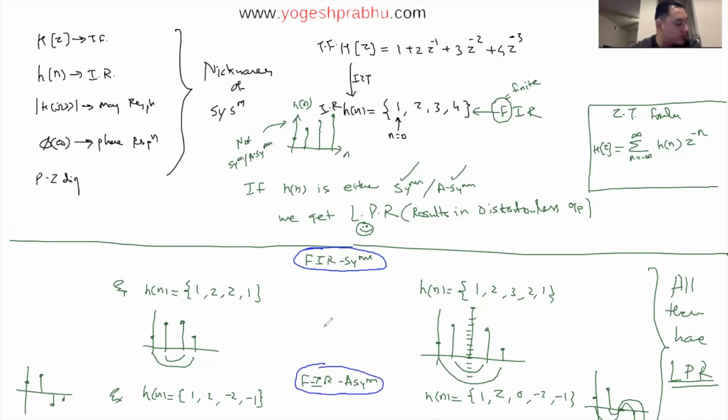The question again was: suppose linear phase is required of a filter. What type of filter can be used? This FIR symmetric or FIR asymmetric? Those are the types of filters. Okay, FIR symmetric. This one here is also FIR.